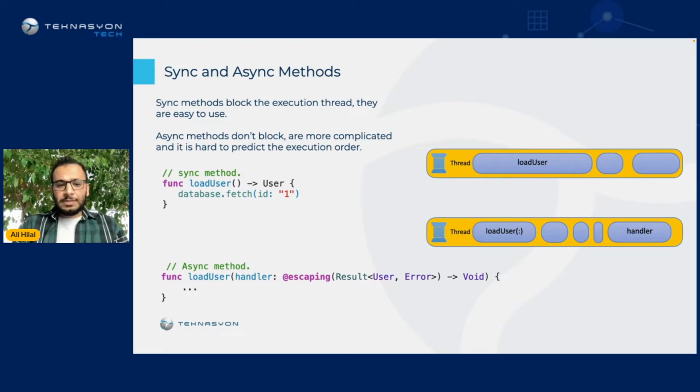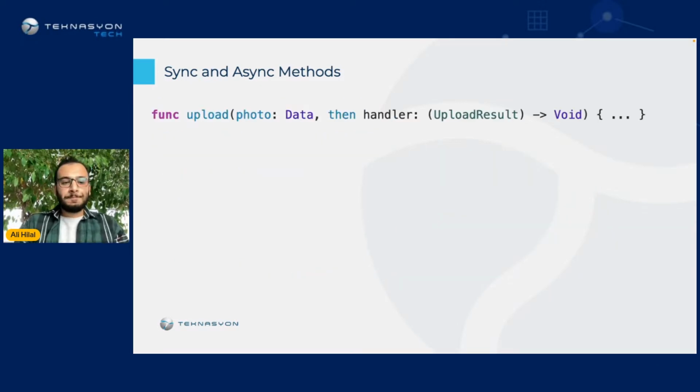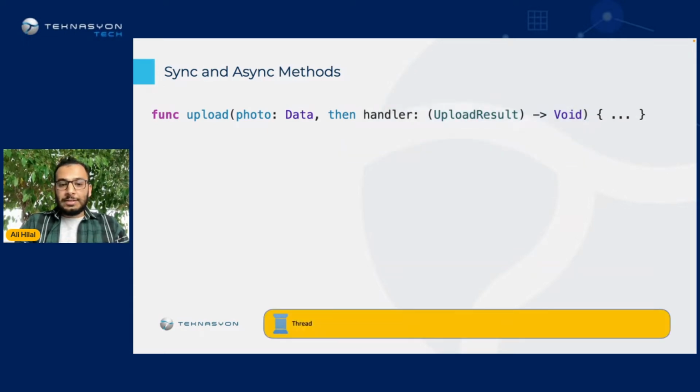To put all this into perspective, let's dig deeper into the implementation of our upload method. The function takes as its first argument data, and a completion handler that is used to give the output back to the caller. When upload is called, first the system assigns it to whatever thread happens to be available.